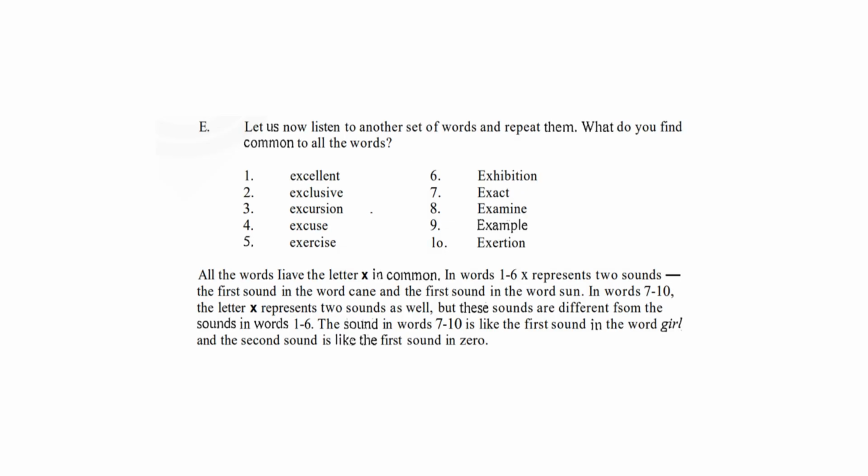Okay, now we are going to listen to another set of words, which is excellent, exclusive, excursion, excuse, exercise, exhibition, exact, examine, example, exertion. So now that we have read all these words, these alphabets, these pronunciations, what are we exactly talking about? Why have I read all these words? The first thing to understand is this is the basis of how we are going to read words.